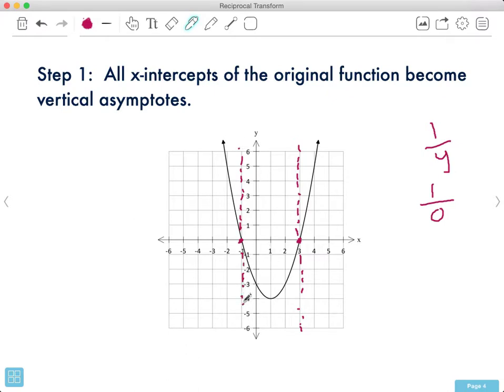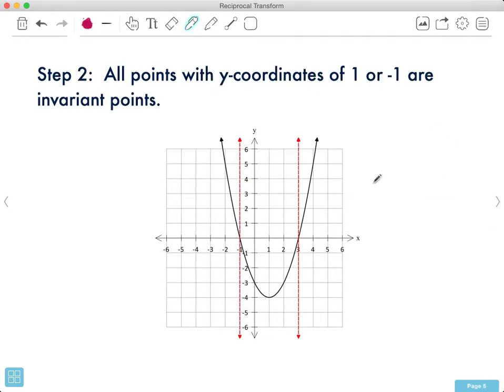On the next slide, you'll see a nicer version of this printed out. But that's step 1: find any x-intercepts and change them into vertical asymptotes. There they are, drawn much more nicely than I can.